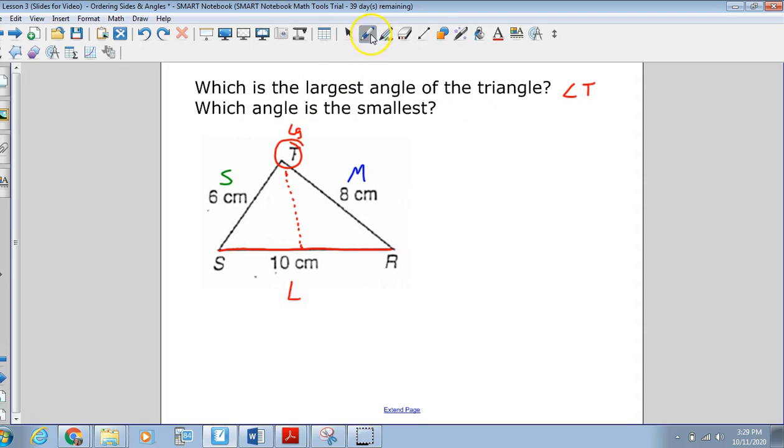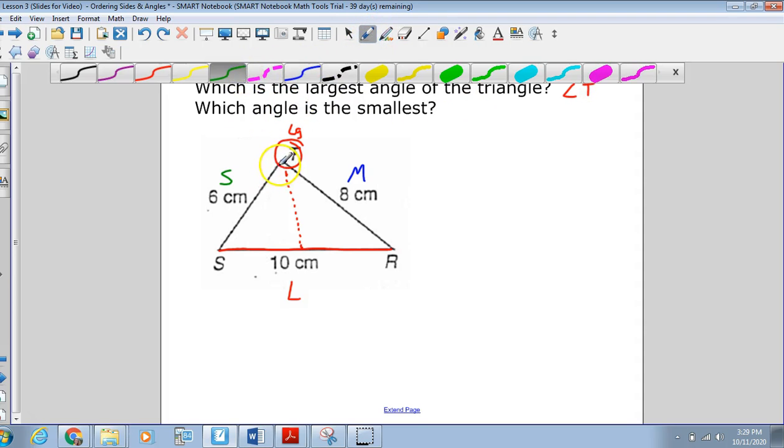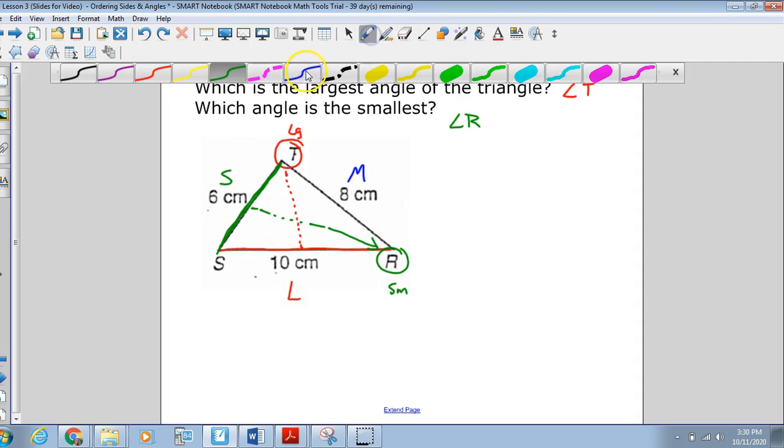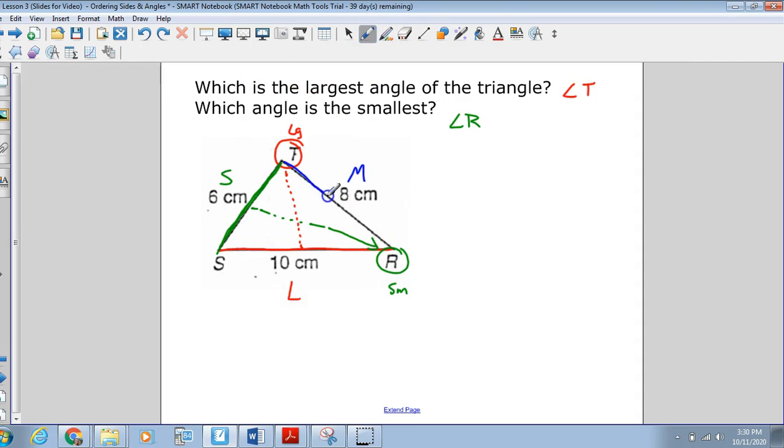And which angle is the smallest? Let's look at our smallest over here, this side ST. And across from that, way over here, angle R, this is our smallest. So the smallest is angle R. And then I always like to talk about the medium side and the medium angle also, even though we weren't asked on this one. If this 8 right here is our medium side, then across from it, over here, the angle that is not touching it at all, this would be our medium angle.